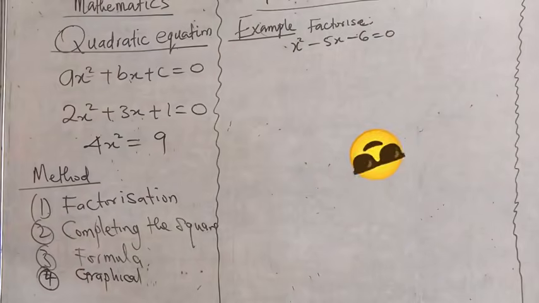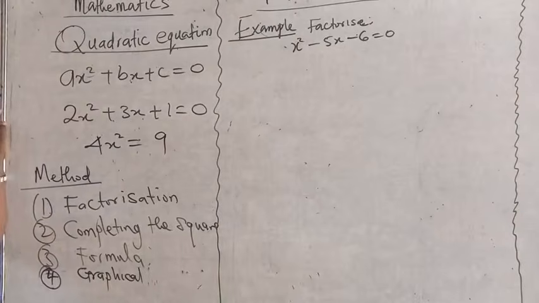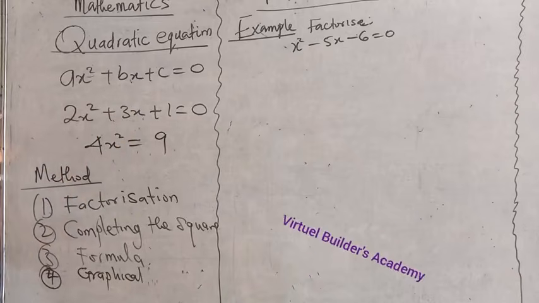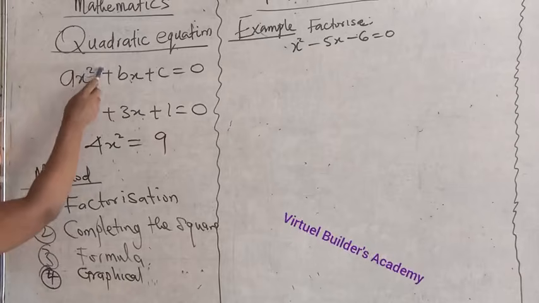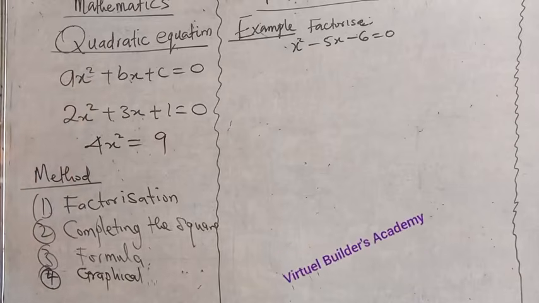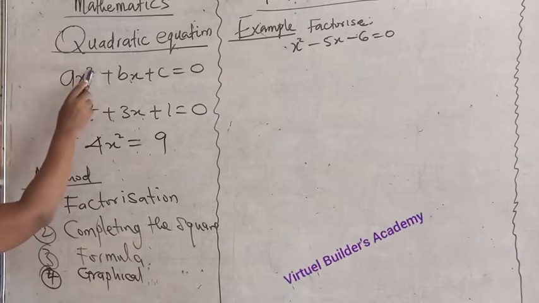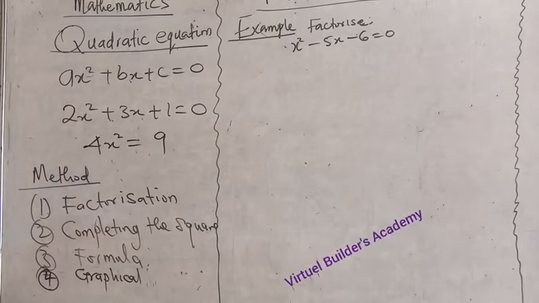Today we are looking at quadratic equations. When you talk about a quadratic equation, we mean ax squared plus bx plus c equals 0. A quadratic equation deals with an unknown whose power is 2, and you can see that this is ax squared. Because of that 2, we say that it is a quadratic equation.